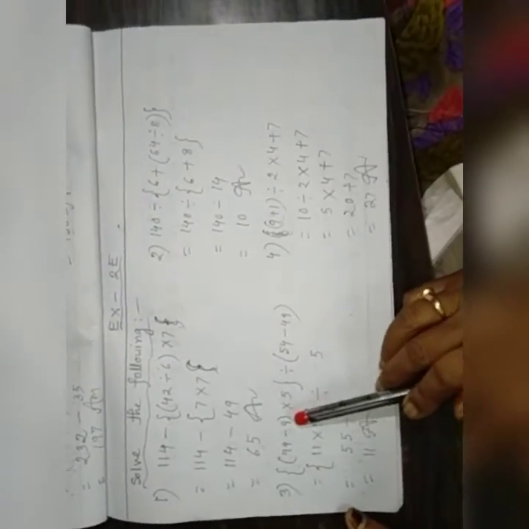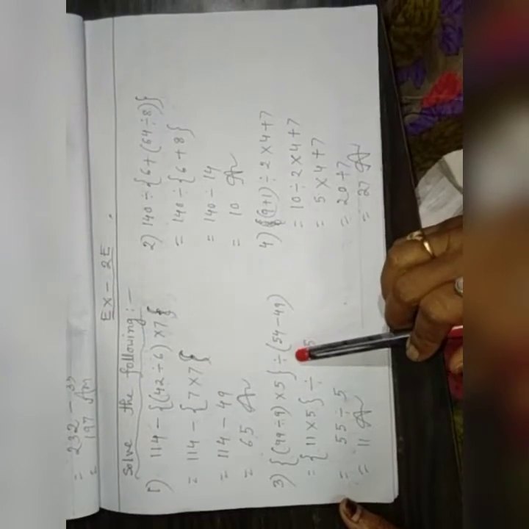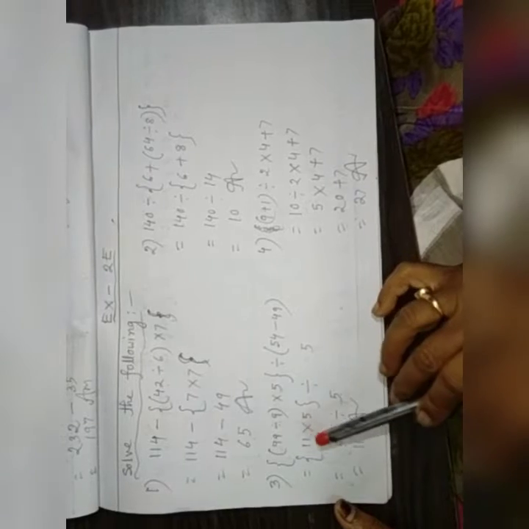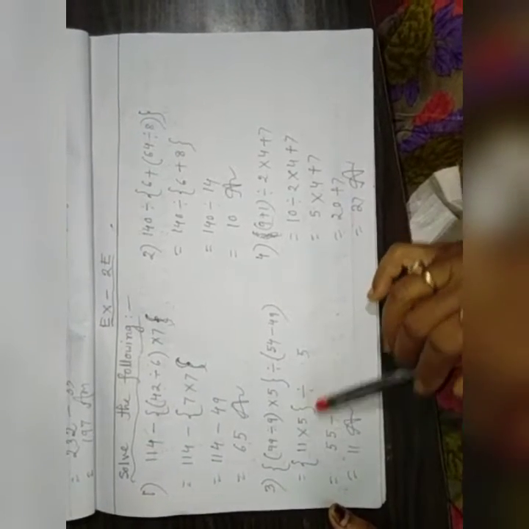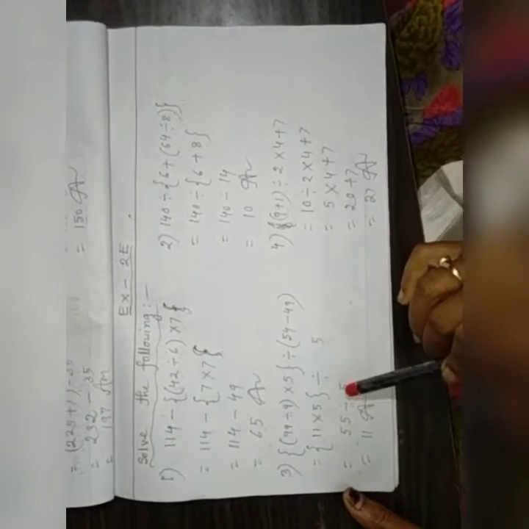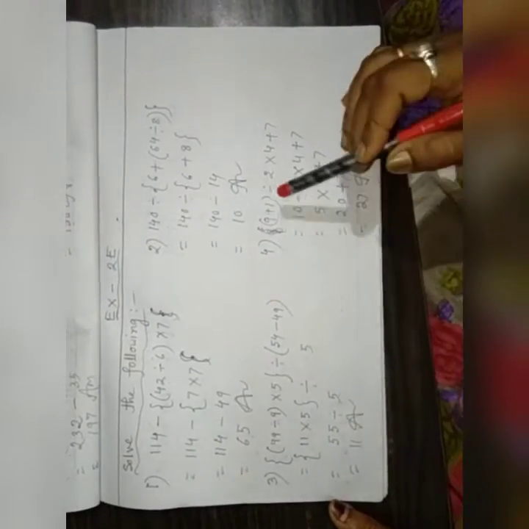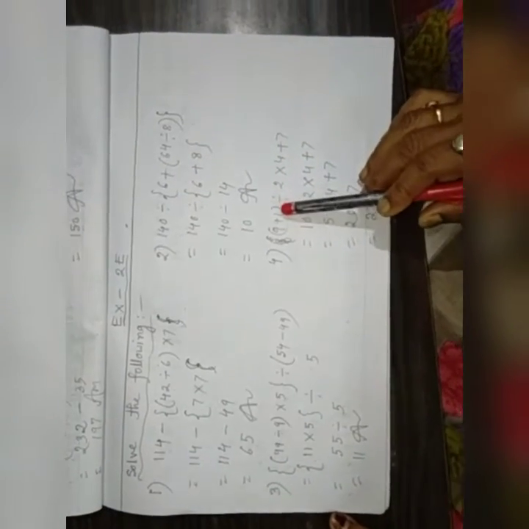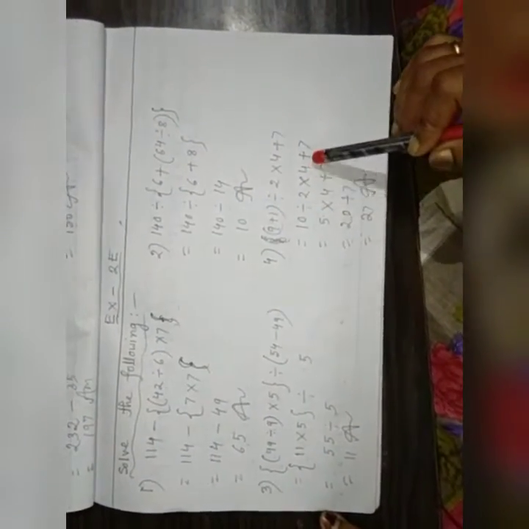3. Second bracket, first bracket 99 divided by 9 into 5, second bracket close, divided by first bracket 54 minus 49. So 99 divided by 9 is 11, into 5 is 55, divided by 5. So 55 divided by 5, 11. Answer. 4. 9 plus 1 divided by 2 into 4 plus 7. 9 plus 1 in the bracket is 10, divided by 2 into 4 plus 7. 10 divided by 2 is 5, into 4 is 20, plus 7, 27.